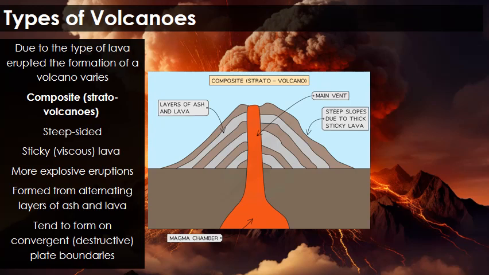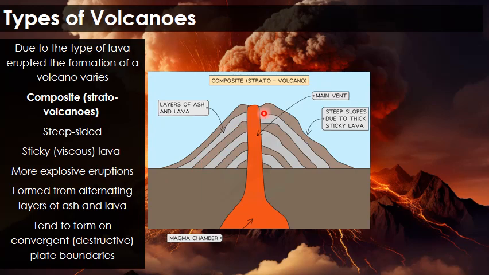So due to the type of lava that is erupted, the formation of volcanoes will vary. Due to the type of lava that is coming out, we have different types of volcanoes. We have two types. The first one is the composite or the stratovolcanoes, right? So this one is tall, and it is steep-sided. You can see the sides are steep, right? It has more explosive eruptions. Boom! It's formed from alternating layers of ash and lava, right?